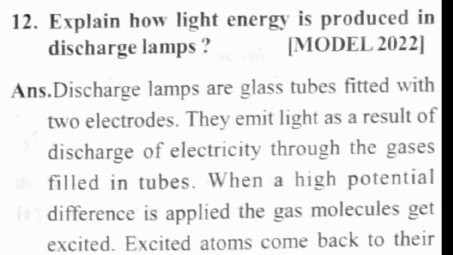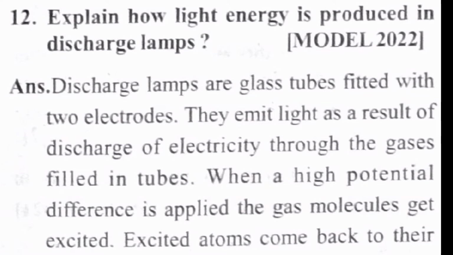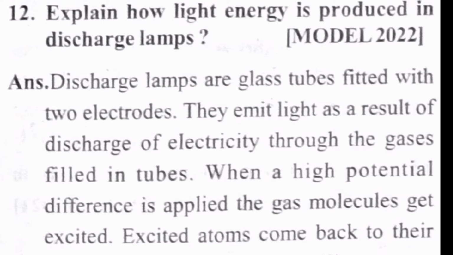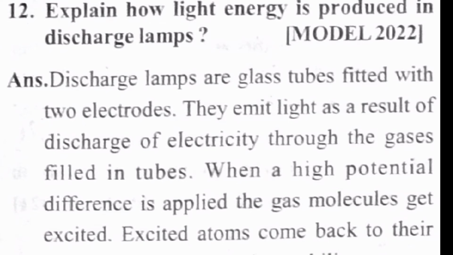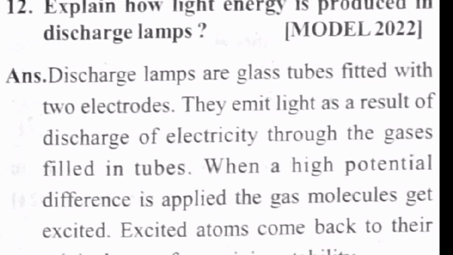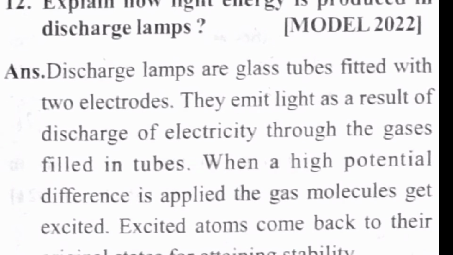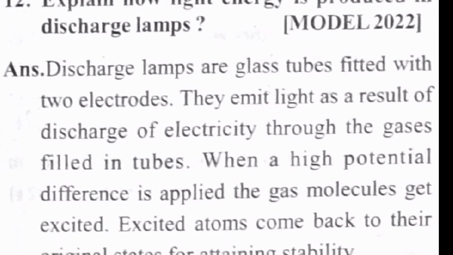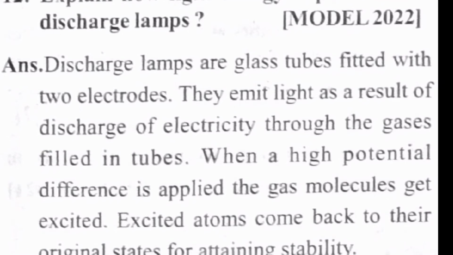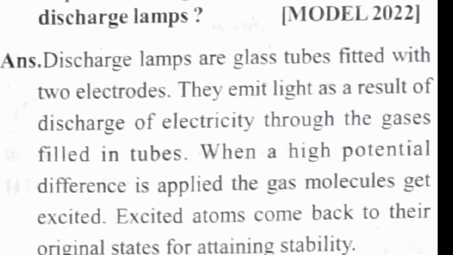The next question is also from 2022 model question paper. The question is, explain how light energy is produced in discharge lamps. So we have to explain the working of discharge lamps. We have studied about many types of lamps, right? Which types belong to the group of discharge lamps? That is fluorescent lamp, then CFL, neon lamps, mercury lamp, etc. All these are discharge lamps. So we can check how it works.